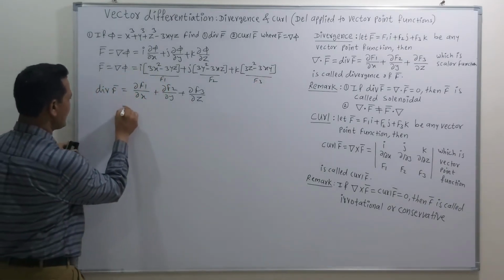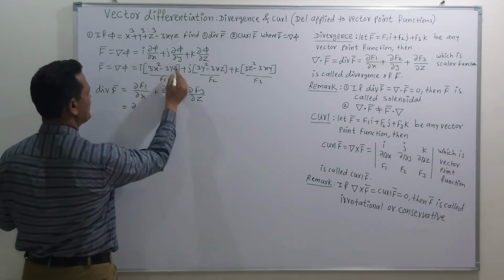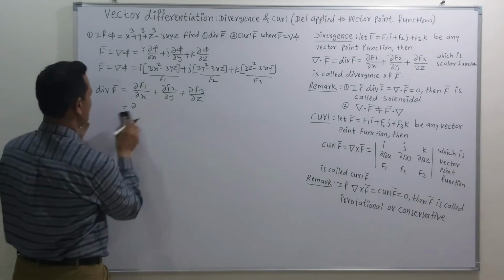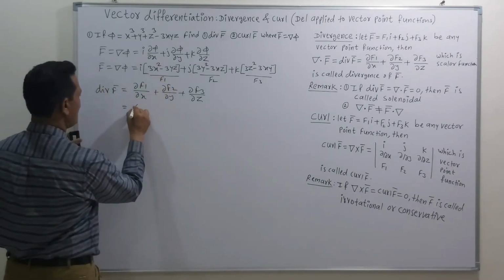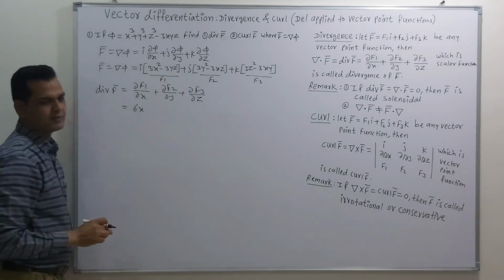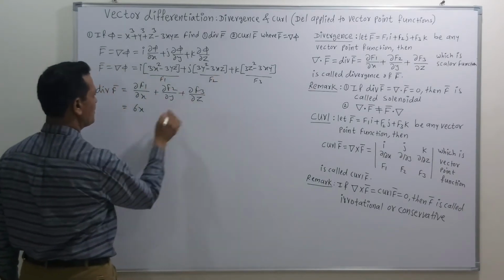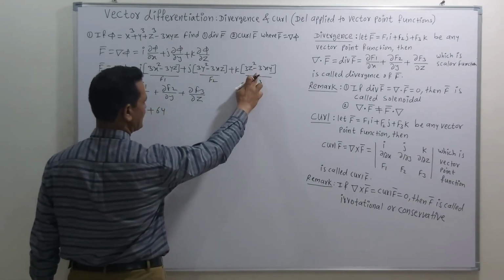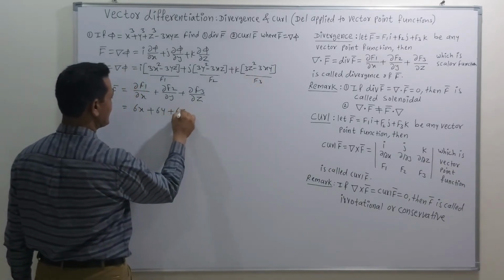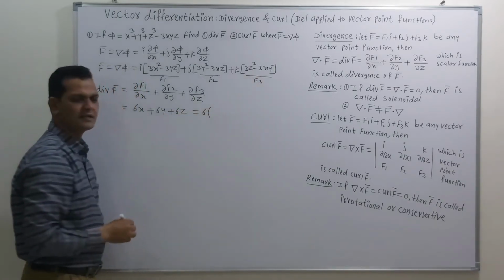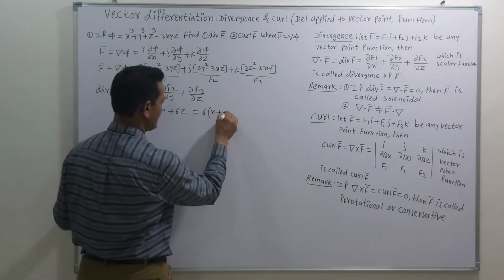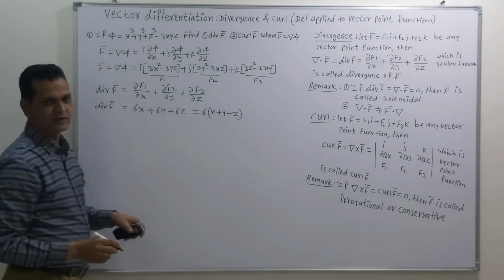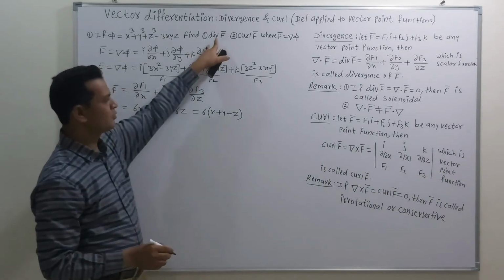Now we can write this as the partial derivative of f1, that means take the derivative of this function with respect to x. So we get this partial derivative with respect to x as 6x. Then here x is absent. Now take the derivative of this function with respect to y. We can write this as 6y. Then again take the derivative of this function with respect to z. We can write this as 6z. So which is equal to, after taking 6 common, x plus y plus z. So this is the value of the divergence of f bar. This is the answer related to the first question.